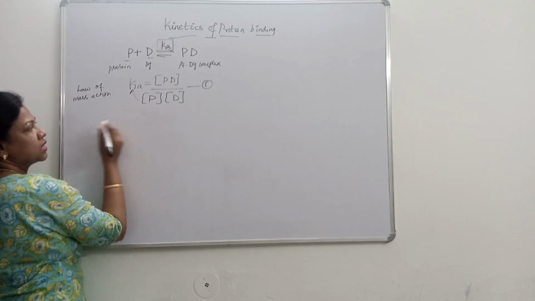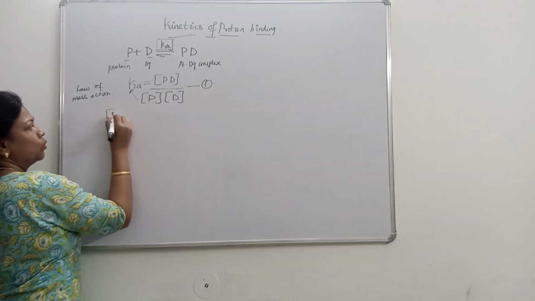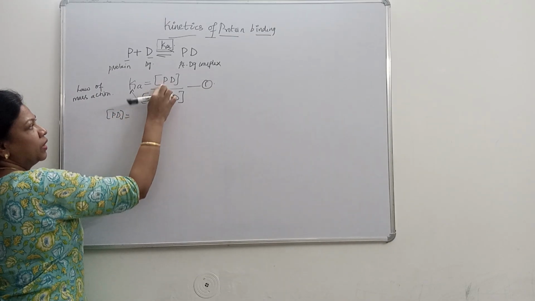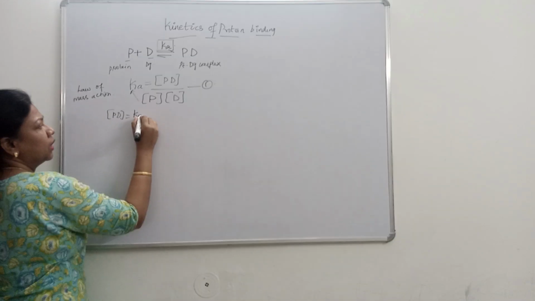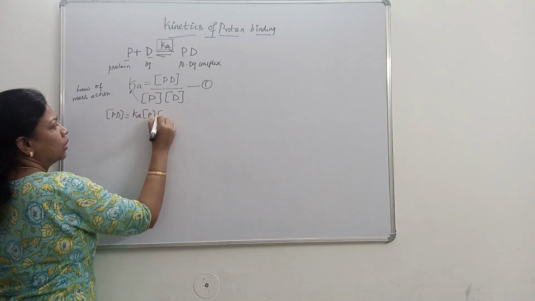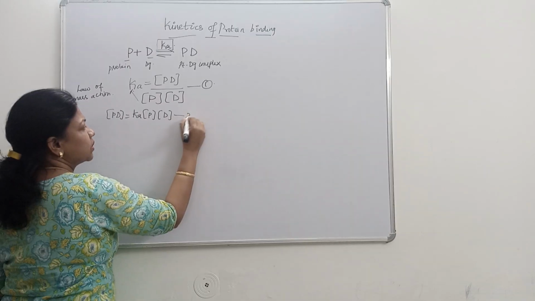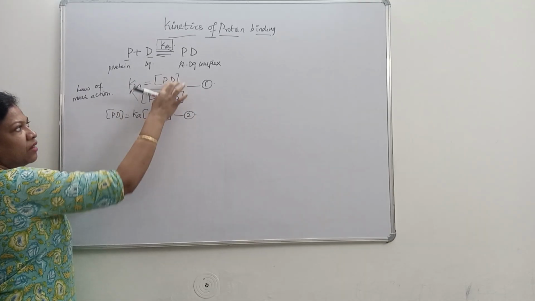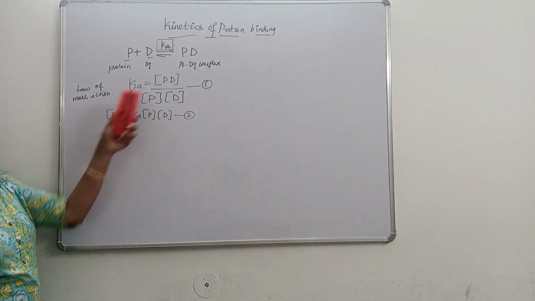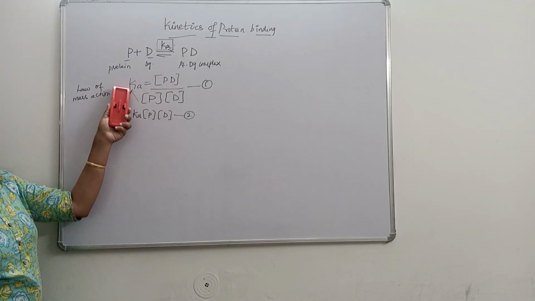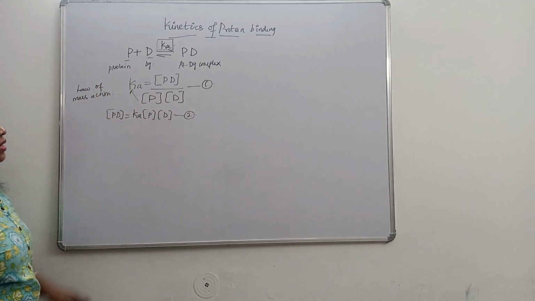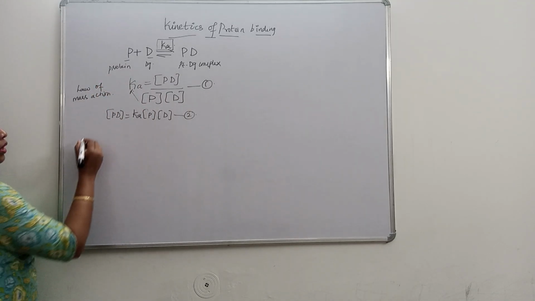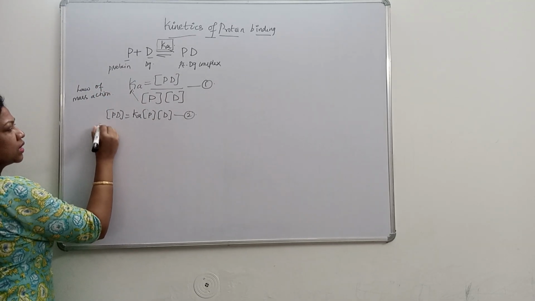Now just rearrange this equation. So [PD] will be equal to Ka into [P] into [D]. This is equation number 2. We have just interchanged the equation, and [PD] is equal to Ka [P] [D]. Now the total protein concentration.